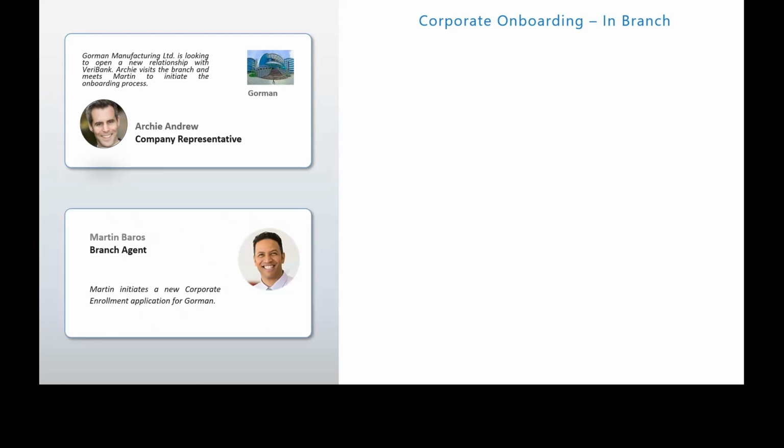Now let's look at a demo scenario where there is a company called German Manufacturing Limited, and they are looking to establish a new relationship with VeriPark. And Archie Andrews is the company representative who contacts Martin Barros, one of the RMs working in the branch for VeriPark, who initiates a new corporate enrollment application for the company German Manufacturing Limited.